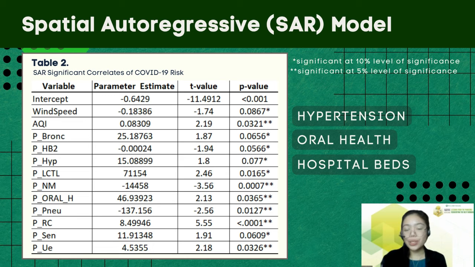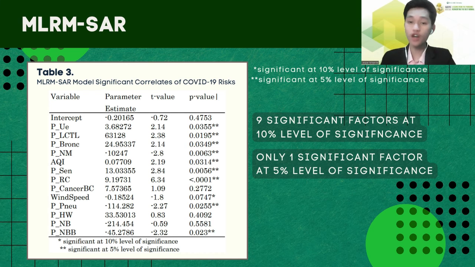To continue, Mr. Miranda. Shown on screen are the results when significant MLRM correlates were integrated into the SAR model, yielding 10 out of 13 significant factors. Wind speed is the only significant factor at a 5% level of significance, whereas there are 9 significant factors at 10% level of significance, namely unemployment, testing laboratories, bronchitis, number of municipalities, air quality index, senior citizens, revenue collection, pneumonia, and number of newborn babies.